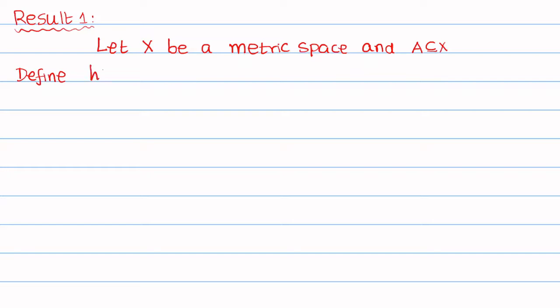Now define a function H from capital X to R. How do I define it? H of x is equal to the infimum of the distance d of x comma a, where the infimum is taken over all a belonging to capital A. I take every a in A and see the distance between it and this x. So that is the infimum.